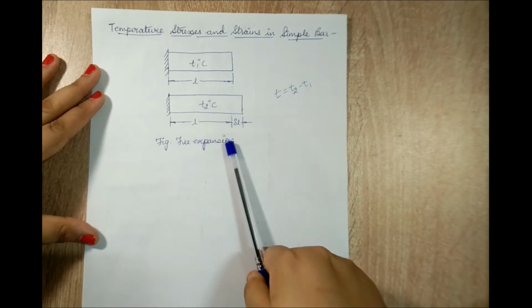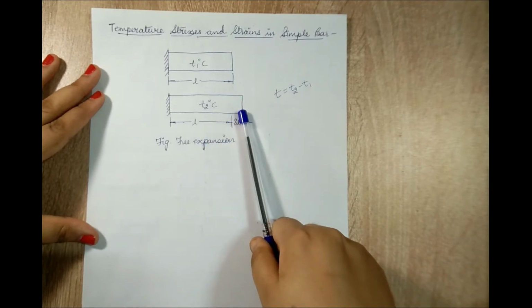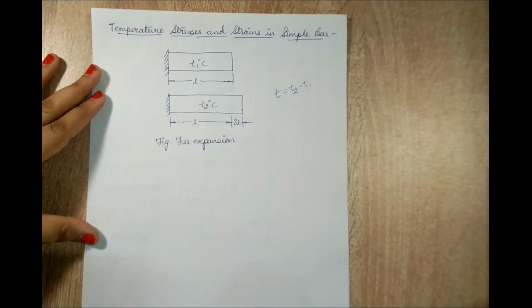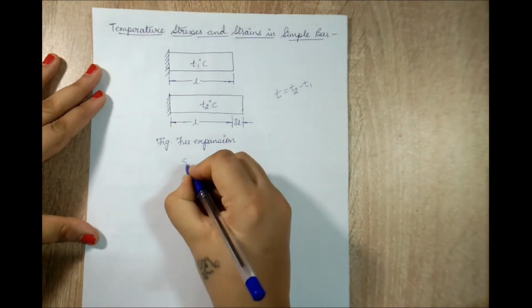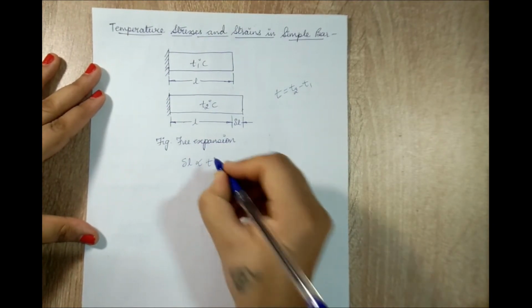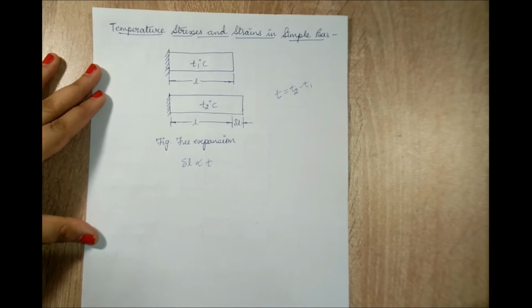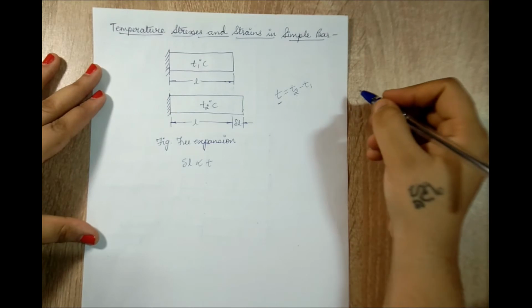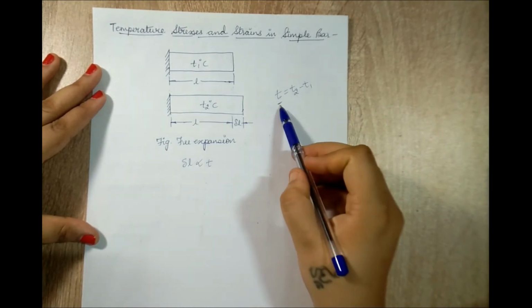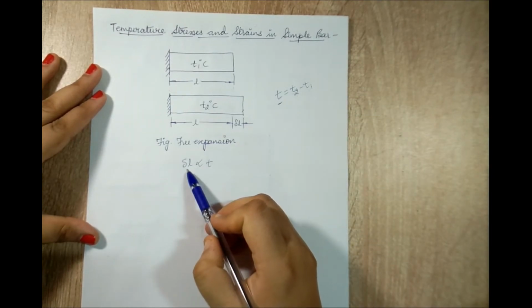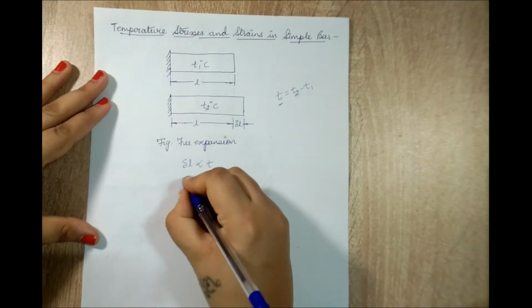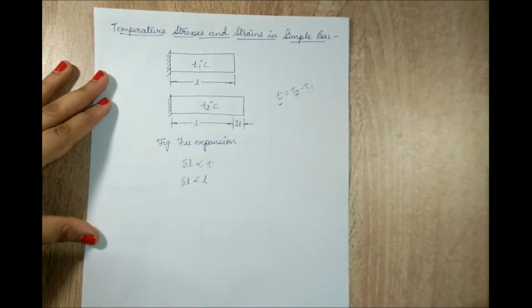This is also called free expansion because you are not constraining the other end, you are just allowing the bar to freely expand. Now it is observed that this change in length delta L is directly proportional to the change in temperature. If you increase the temperature T2, obviously the value of T will increase, and more and more expansion will take place in the bar. So delta L is proportional to T. Also delta L is directly proportional to the length. The more the material, obviously the more expansion you will find.